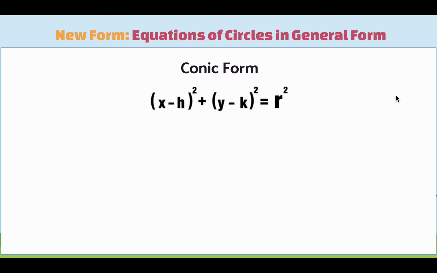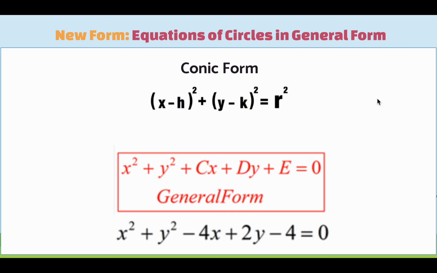So remember, conic form was this: (x - h)^2 + (y - k)^2 = r^2. Now we're going to learn also about something called general form. General form looks super messy. It looks like there's a lot going on, but really all it is, you have all of your variables expanded. So we have x squared, we have y squared, we have -4x, we have plus 2y. There's a lot going on. And we're going to learn to convert.